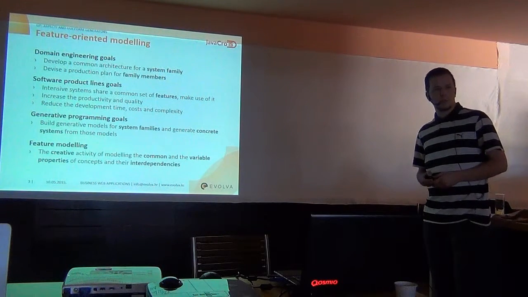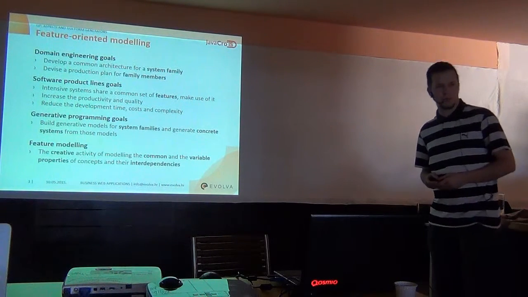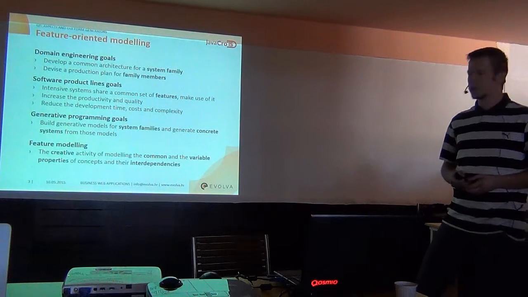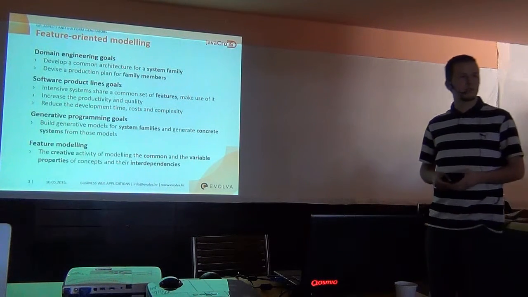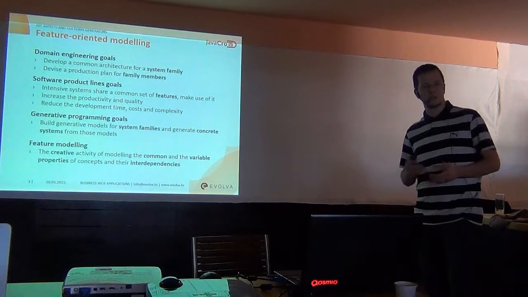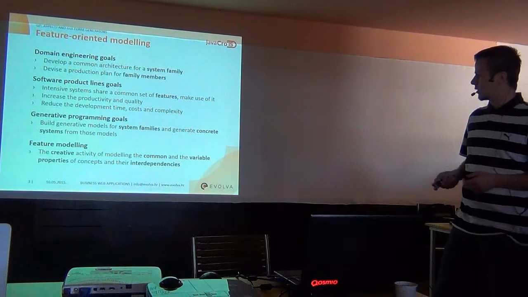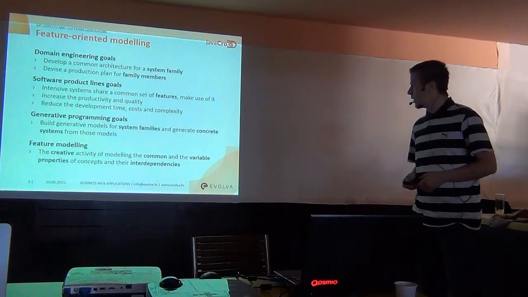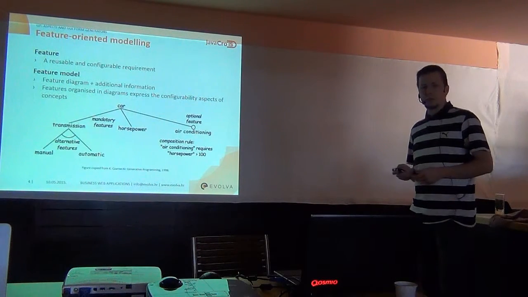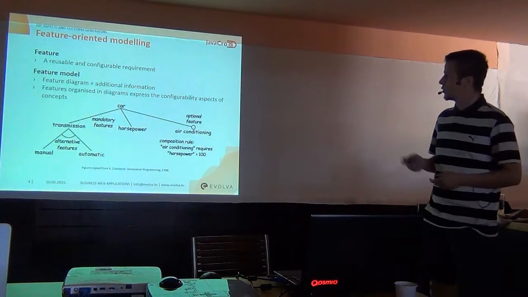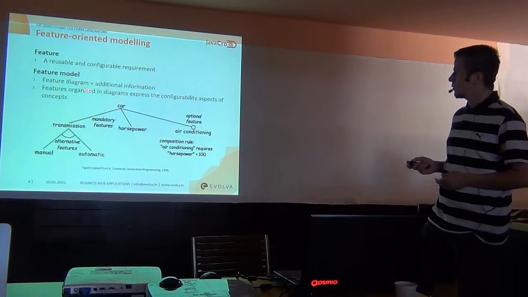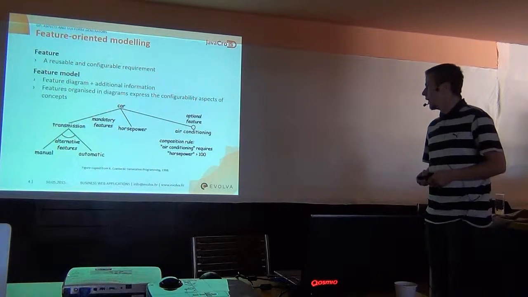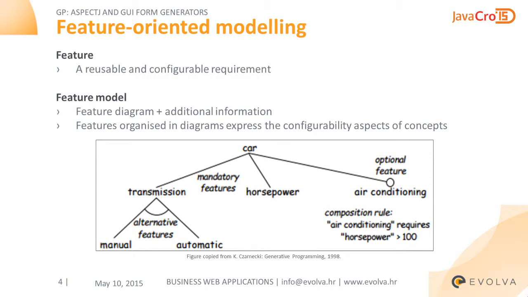In generative programming, it's highly recommended to use feature modeling. That is, in addition to our commonly used UML models, class diagrams, use cases, etc. So what's feature modeling? It is the creative activity of modeling common and variable properties, and of course their interdependencies. What's a feature? Well, in domain engineering, the definition of a feature is that it is a reusable and configurable requirement. Here is an example of a textbook feature model. A feature model consists of a feature diagram plus some additional information.